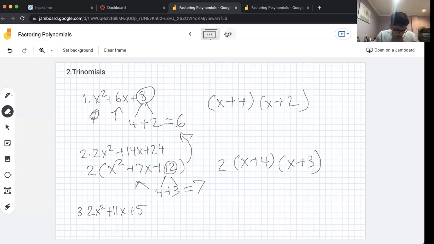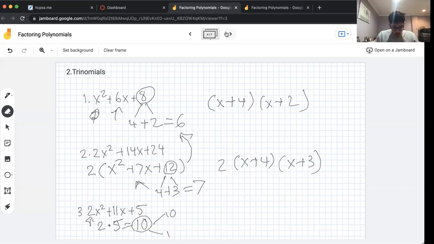For this last expression here, the coefficient of this A term is not 1, unlike these previous two expressions. So what we can do is multiply this A term, 2, by the C coefficient, which is 10. Now we're going to find two factors of this 10 that add up to the B term. In this case, 10 and 1.